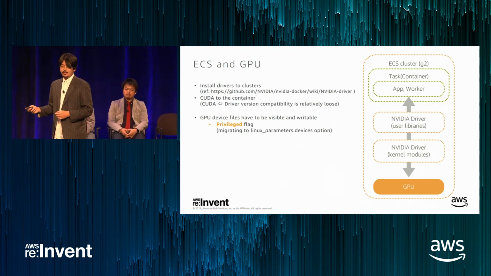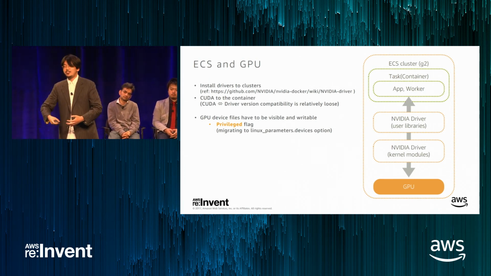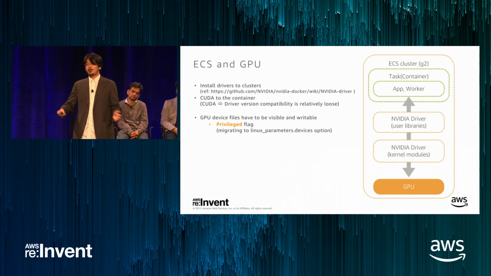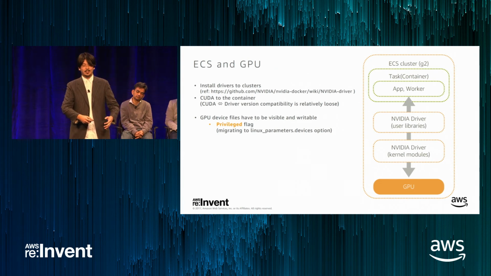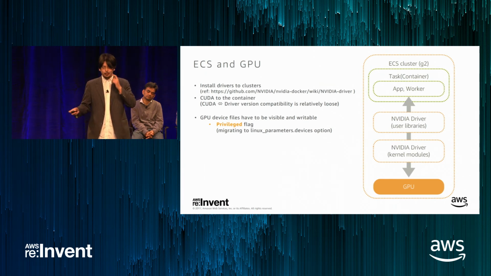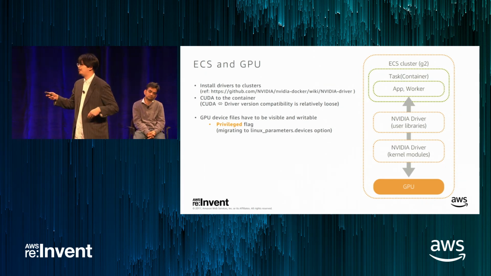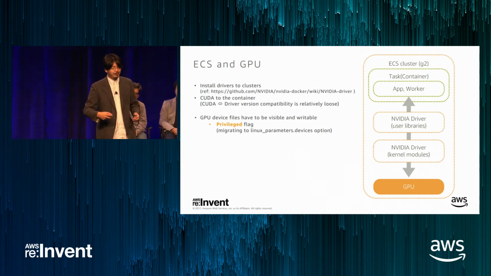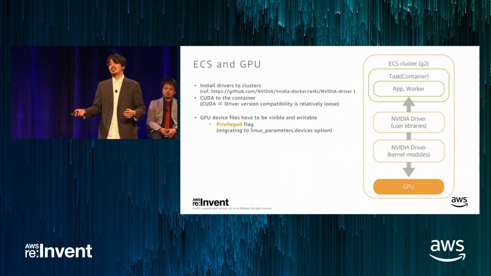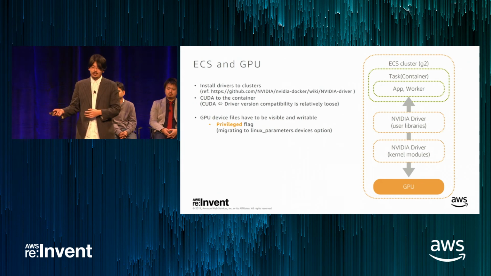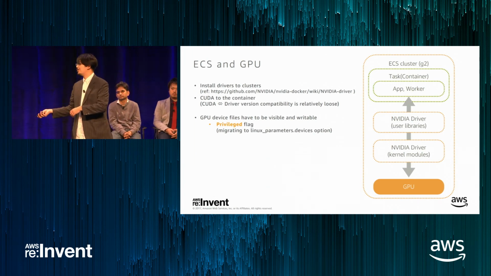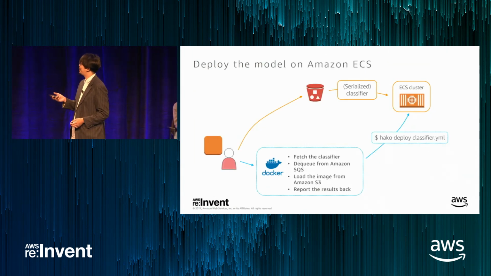And lastly, in ECS, when we're using a container with the GPU, we need to set a privileged flag that opens privileged access to the GPU device. Actually, that was the situation at the time we first released this application. Now we have more detailed options like Linux parameters and devices options, so we are now working on migrating from the privileged mode to the Linux parameters options. All right.